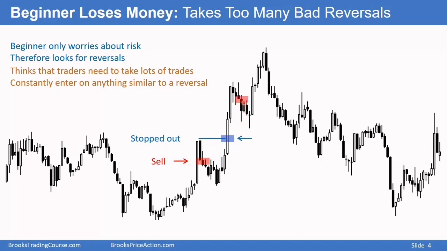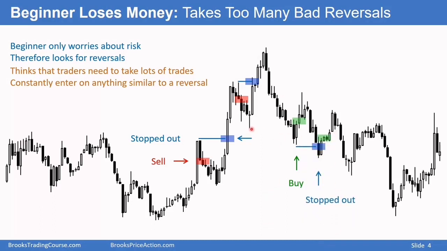A second entry reversal, wedge, 1, 2, 3, failed breakout of a trading range, it's a sell. And he gets stopped out. Here we have a double bottom, slightly lower low double bottom, a breakout test, a test of the breakout above the trading range. It's a buy, ignoring how tight the channel is. And he gets stopped out.